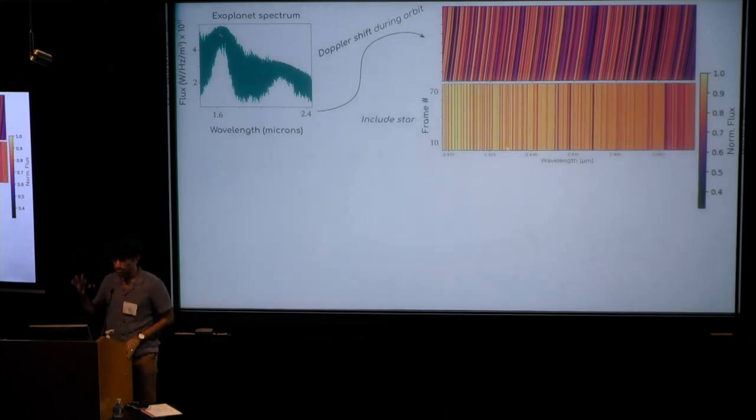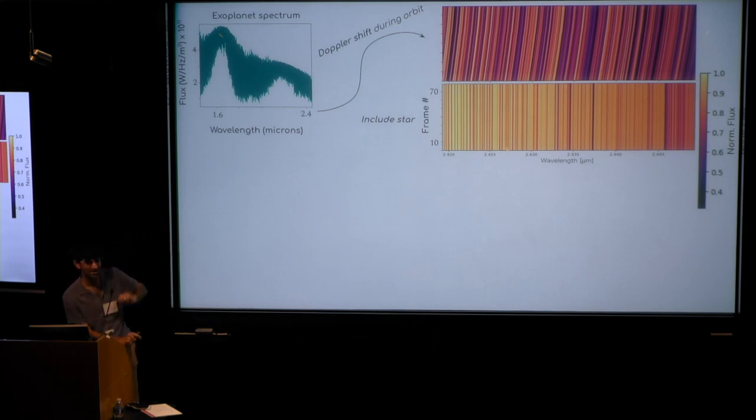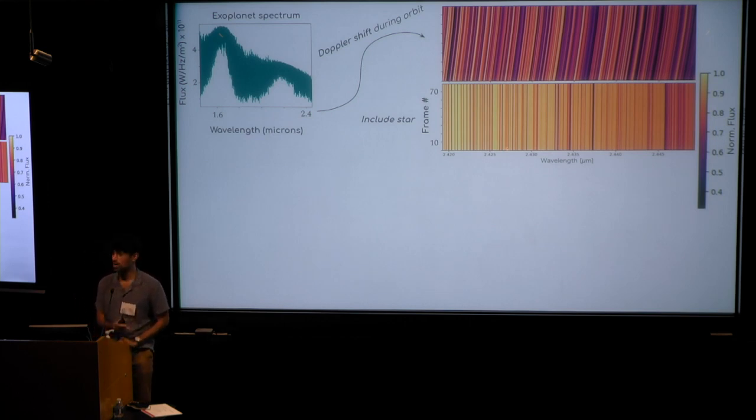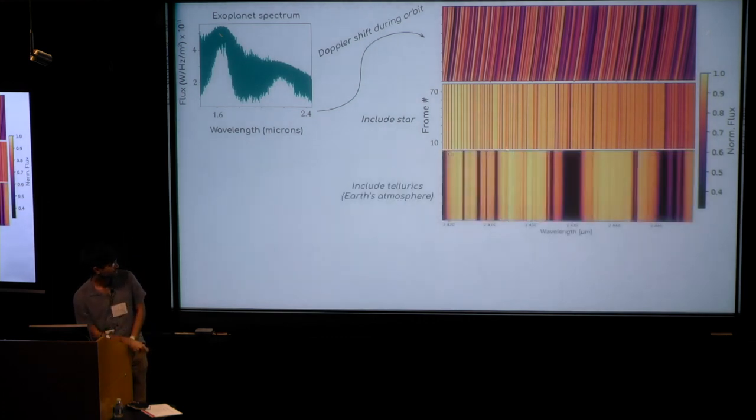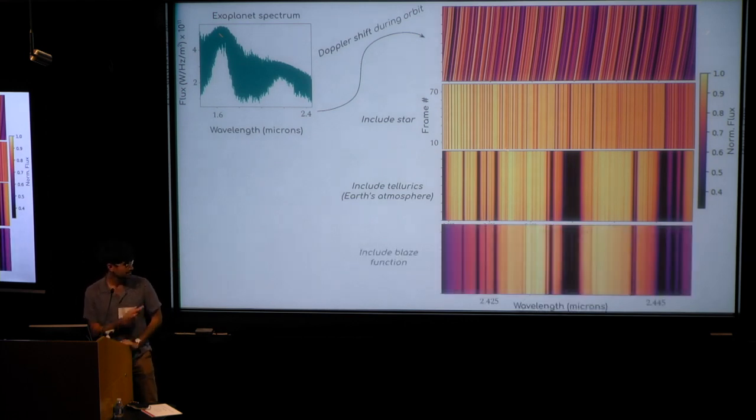Then we slap our star right on top, and we can immediately begin to appreciate why this is a tricky problem. By eye, I challenge anyone here to pick out where the planet is in that combined trace. Even though the star isn't moving very much, it is just dominating because it is emitting and absorbing a lot of its own light. Then we have the telluric contribution, and things begin to look even worse, right? Whole pixel channels are just gone, can't use them.